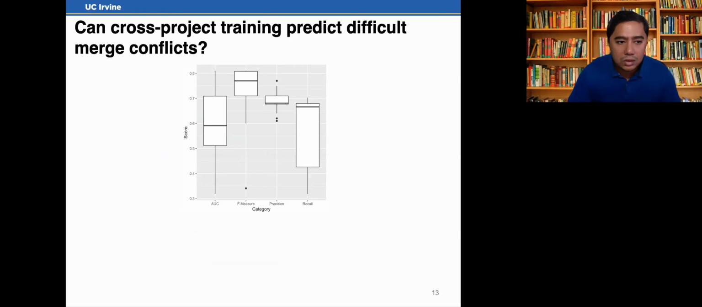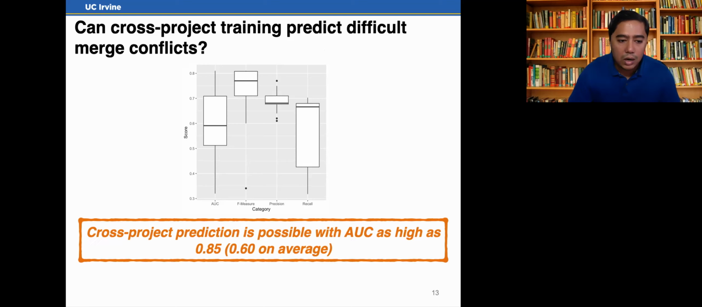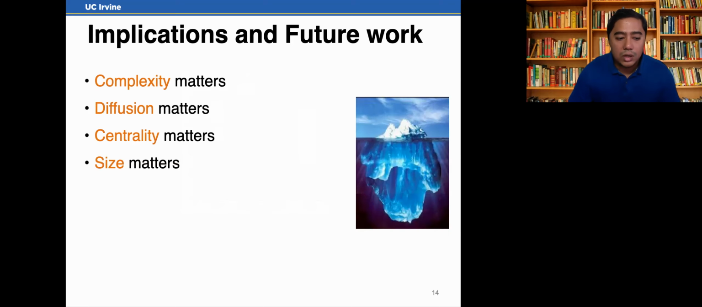Then to answer our third research question, can cross-project training predict difficult merge conflicts? Yes. And what we saw is cross-project prediction is possible with high AUC value, as high as 0.85 and 0.6 on average. So the implication of our work is that it's possible to predict the difficulty of a merge conflict that is yet to happen. And we also saw that complexity, diffusion, centrality, size, all of these things matter when it comes to predicting merge conflict resolution difficulty.